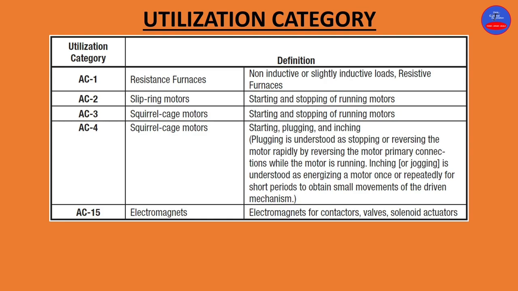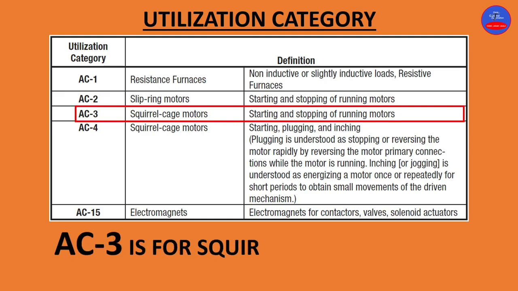Okay, so now the standard category when purchasing or buying a contactor is the AC3. AC3. That is the most preferred category when you are buying a contactor for a squirrel cage induction motor. Because AC3 is for starting and stopping of running motors only. That is the squirrel cage motors, starting and stopping of running motors.